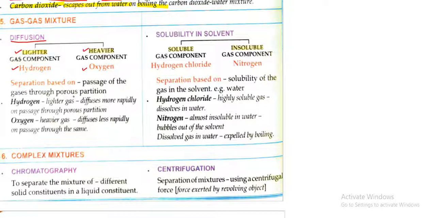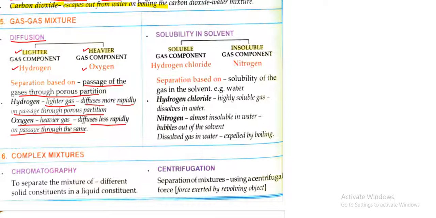This can be done by passing the mixture through a porous partition. If we pass the mixture through a porous partition, what happens? The lighter gas, that is hydrogen, diffuses more rapidly, meaning it passes more quickly through the porous partition, and oxygen, which is the heavier gas, diffuses less rapidly on passage through the same. The mixture of gas is passed through a porous partition, that means a pipe with very small pores. If you pass the mixture through that, first hydrogen will escape because it is lighter, and later on oxygen will escape.